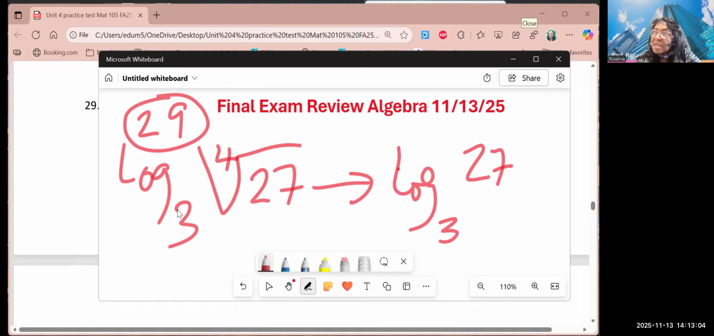4 is the root, and the root is always in the denominator, right? So log of 27 to power 1/4 to base 3. And now that I have rewritten it, I can also say equals x, because I'm told to solve. So I might as well make it an equation. Solve. So now I made it an equation because I'm told to solve.